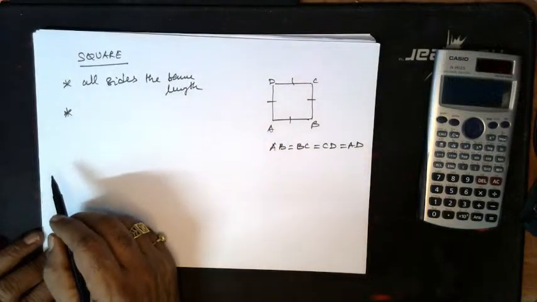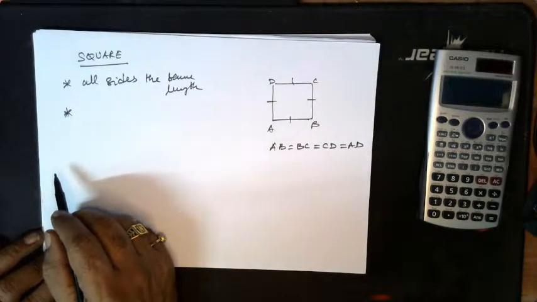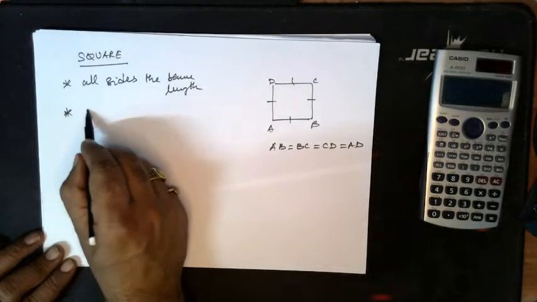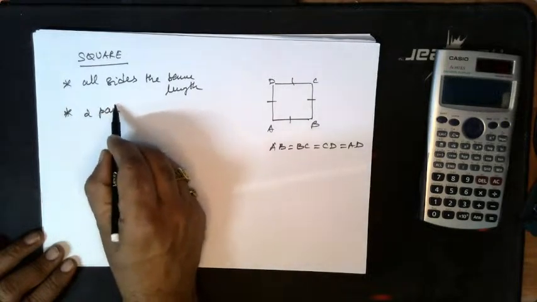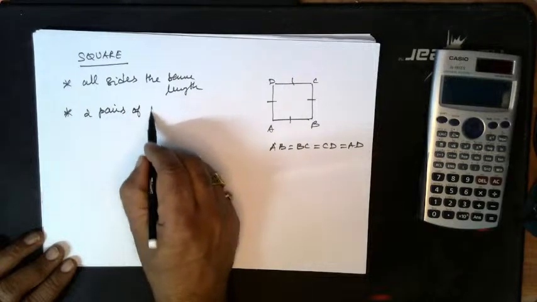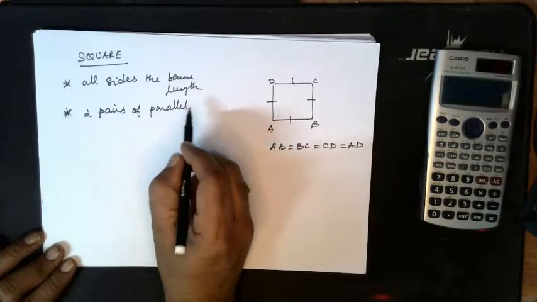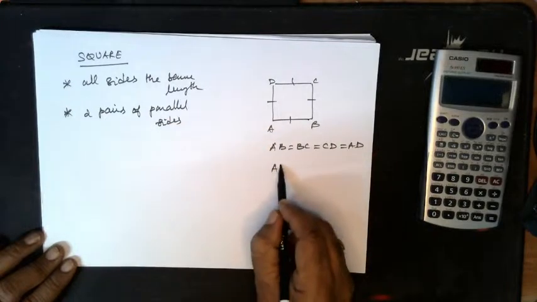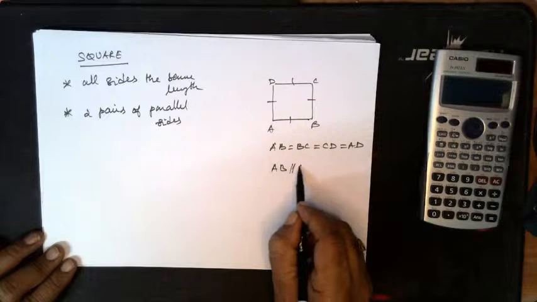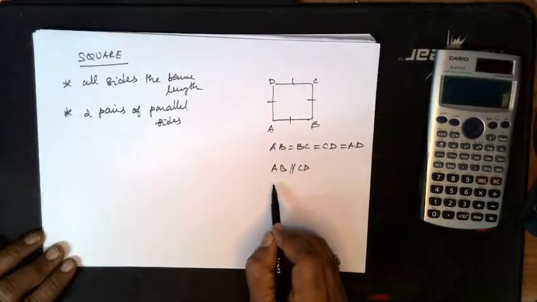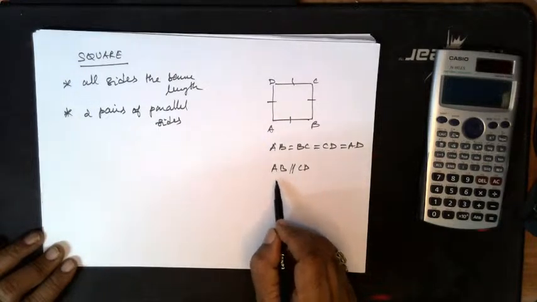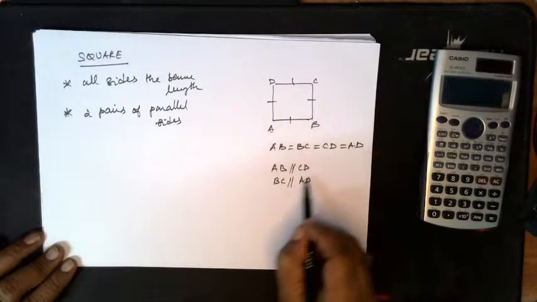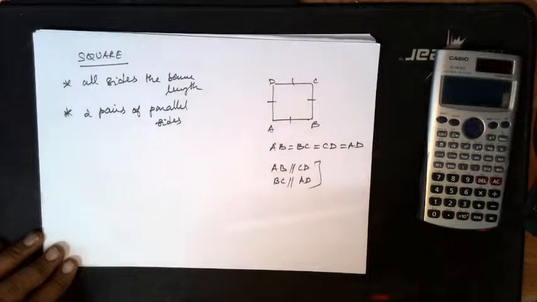Second, it has 2 pairs of parallel sides. It means AB is parallel to CD. Another element of the pair, BC is parallel to AD. So 2 pairs of parallel sides. Got this point?